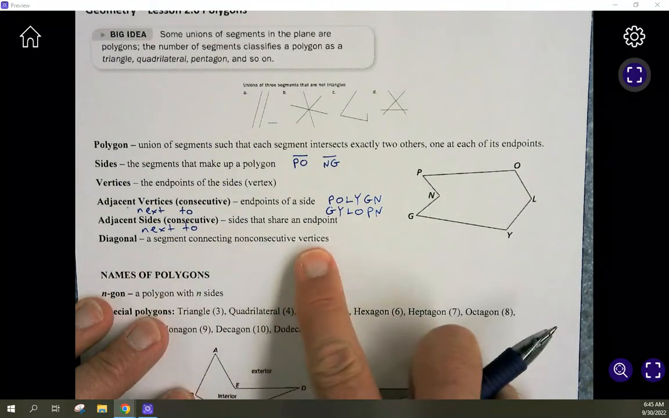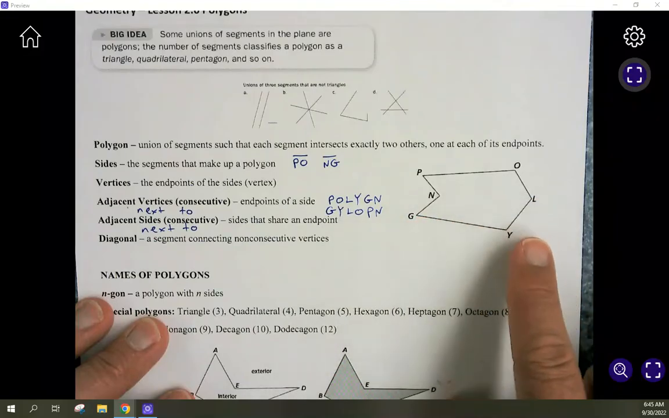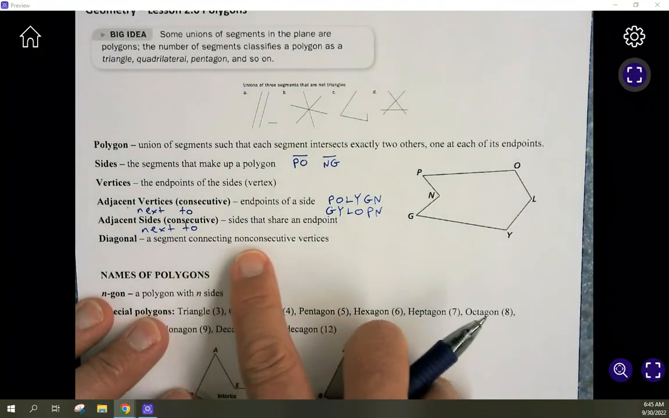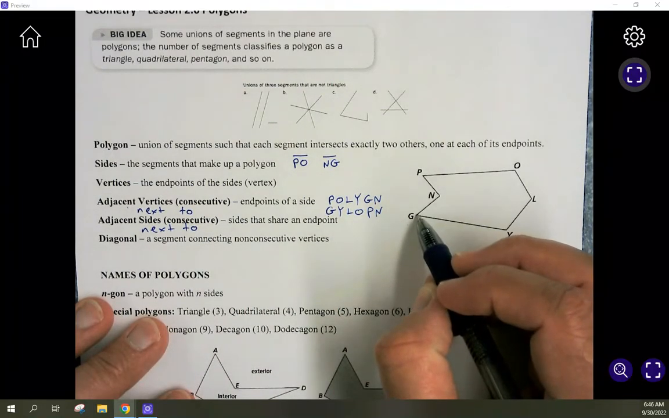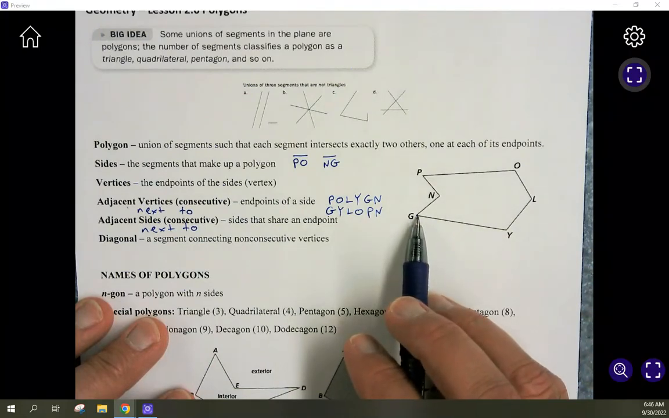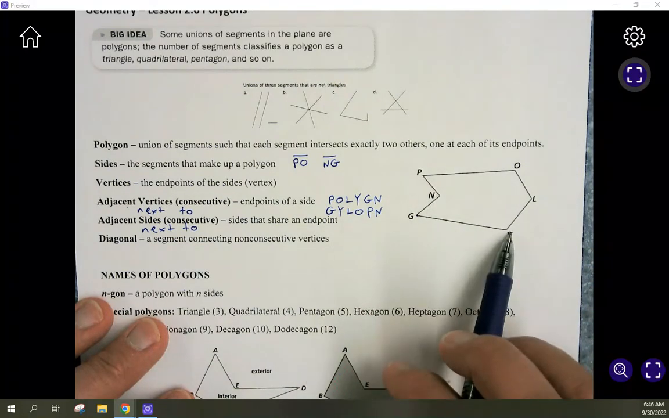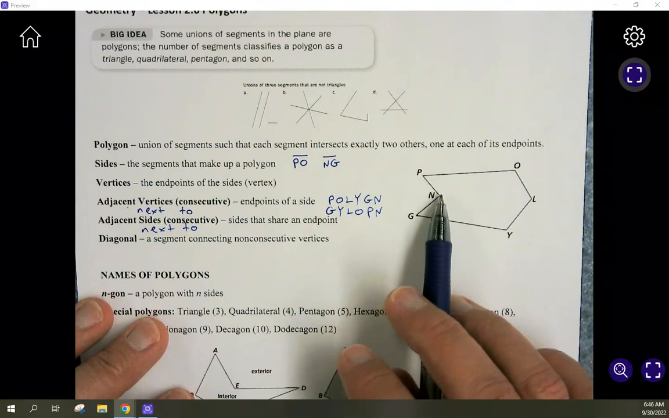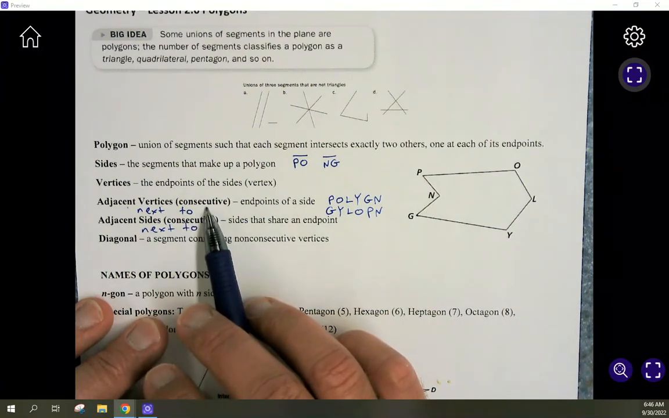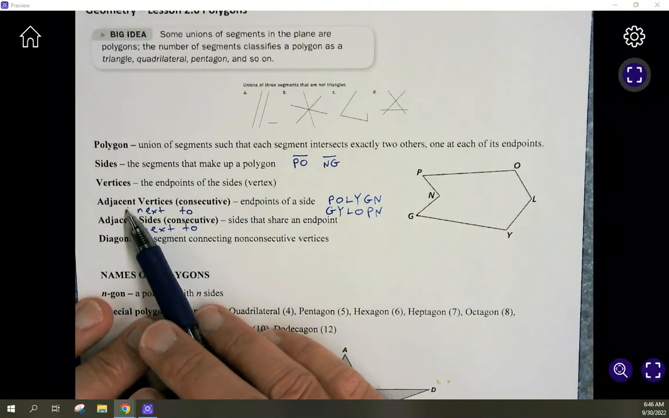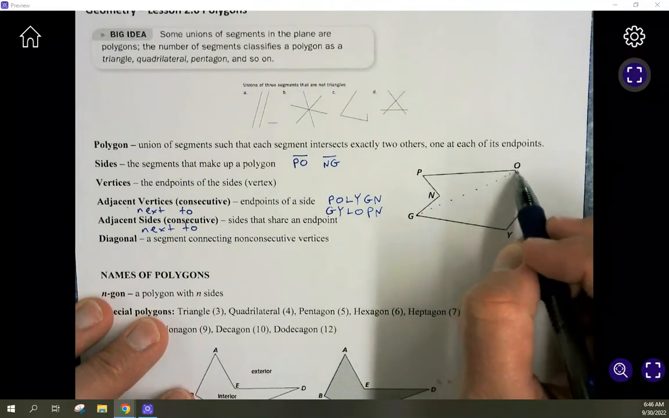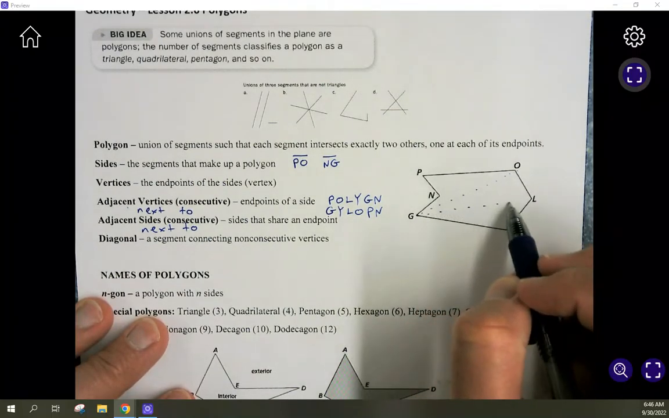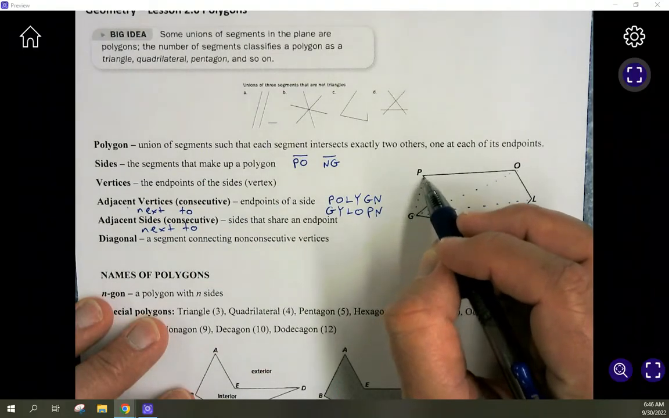And then a diagonal, so now we're going to talk about the vertices that are not adjacent. It's a segment connecting non-consecutive vertices or non-adjacent. And so if we started at G, G has two adjacent vertices, N and Y, depending if I'm going clockwise or counterclockwise. I can go either way. So from G, I have N and I have Y. Both are consecutive vertices or adjacent vertices. Now, a diagonal vertice, we probably would think of O and L, but P is as well.